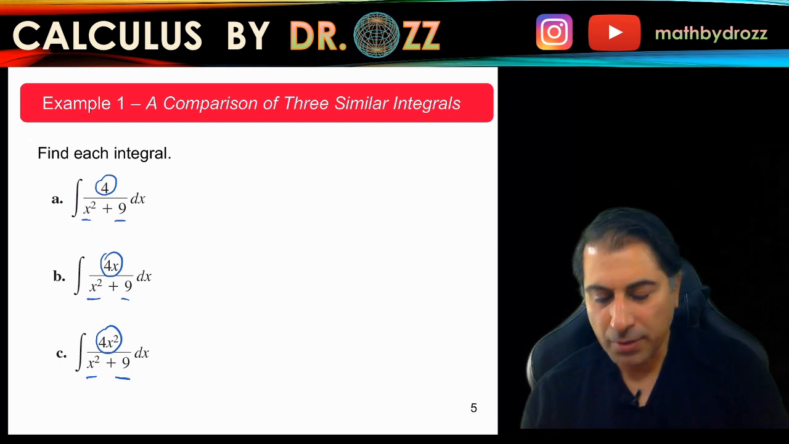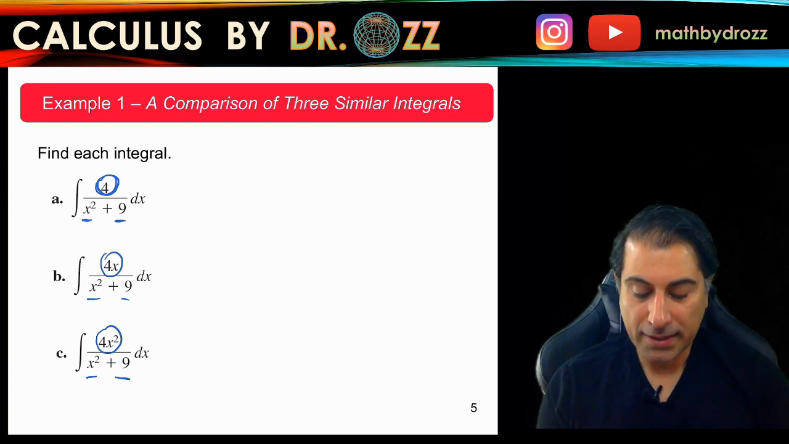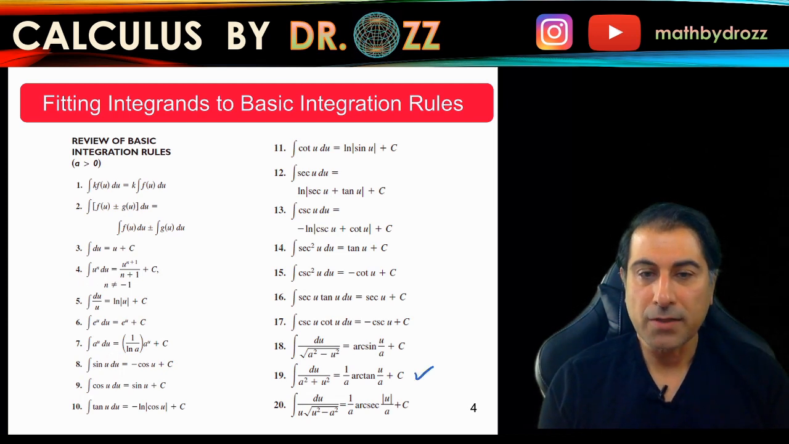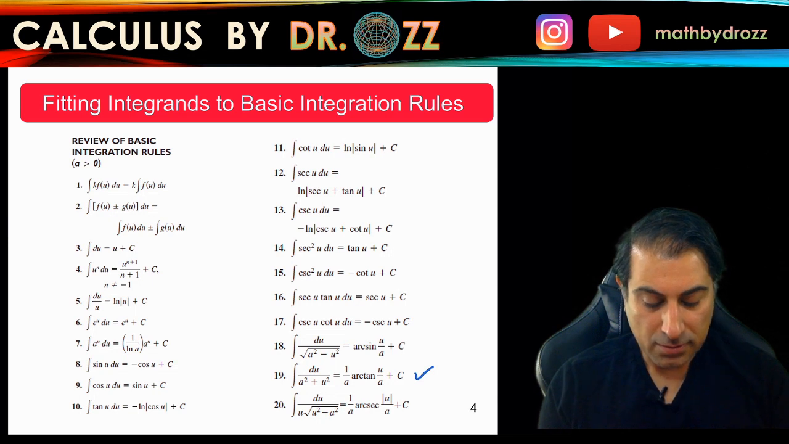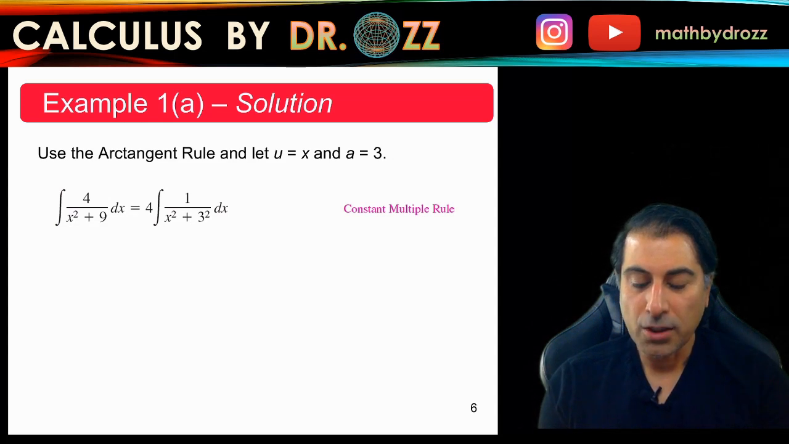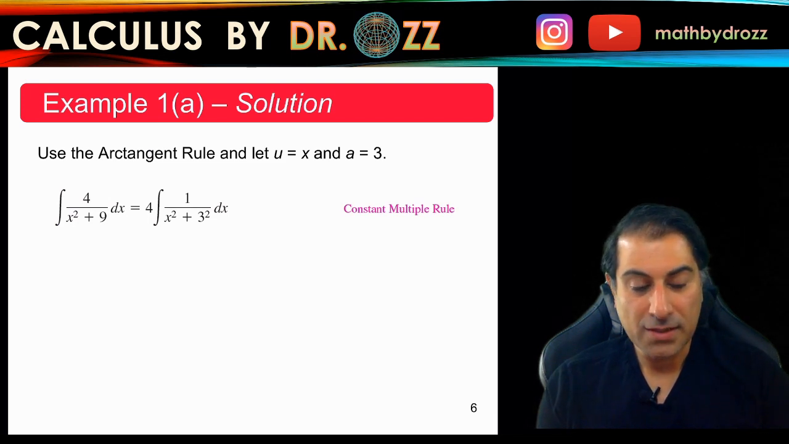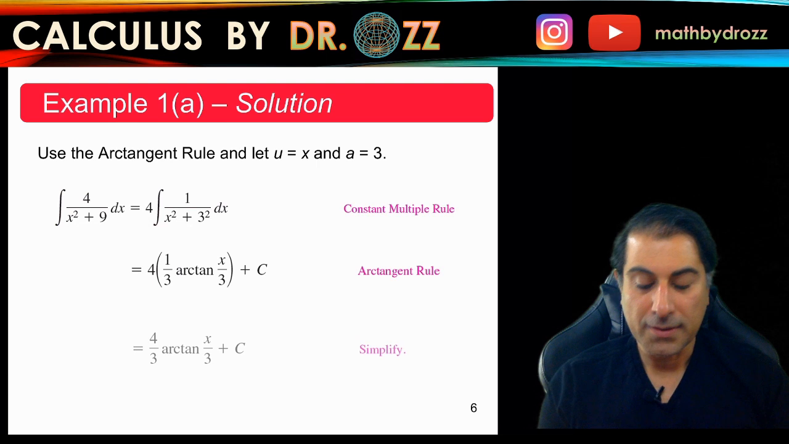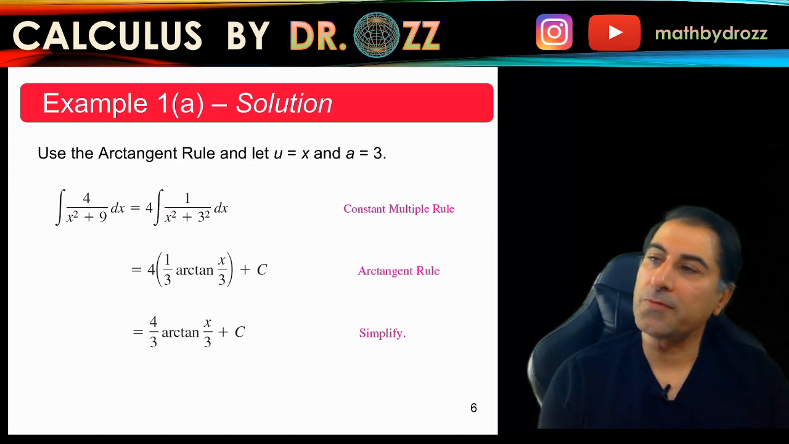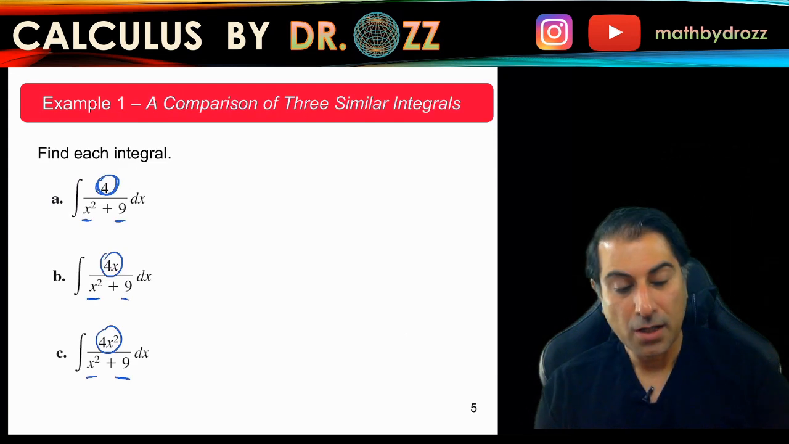So we have the sum of the squares and we have a number at the top. So this is more of the application of the arctan rule. Okay, so it's arctan here, number 19. So it's the matter of choosing the right u and a. All right, let's do it for u equals x and a equals 3, so that we can pull out 4. Then we have 1 over x squared plus 3 squared. So we go ahead and use the formula to get that the integral is 4 over 3 arctan x over 3.